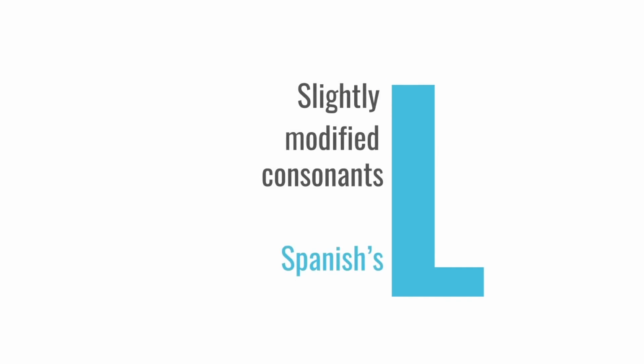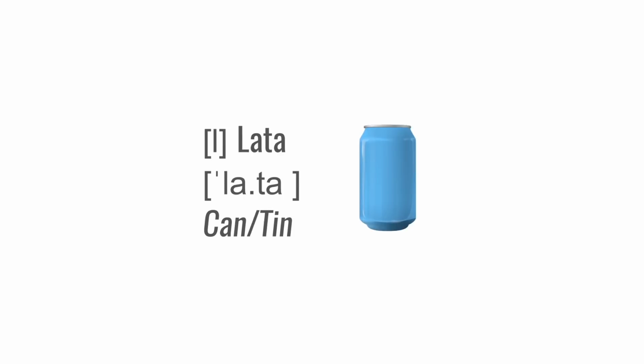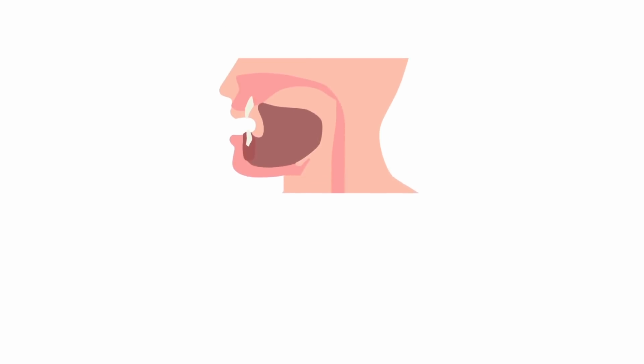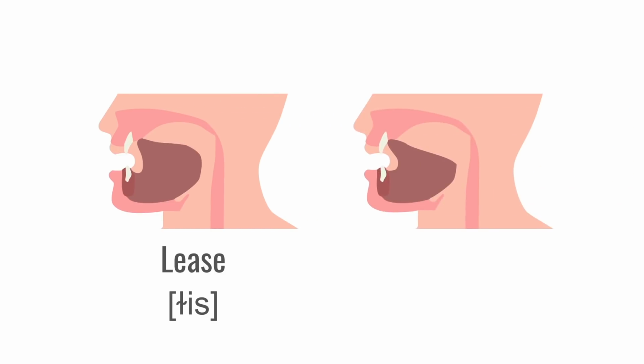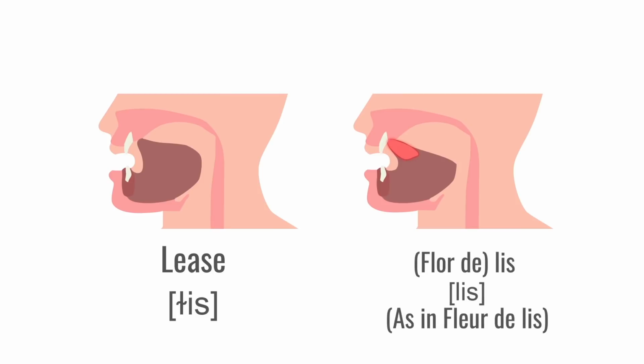The last of the slightly modified consonants in Spanish is L. L as in lata. It's a familiar symbol in IPA, a lowercase l, but it sounds a bit different than in English. In English, when we say a word like lease, the back and front of your tongue both will come up towards the roof of your mouth. But in Spanish, only the tip of your tongue comes up, and it reaches just behind your front upper teeth. English has lis, Spanish, lis.